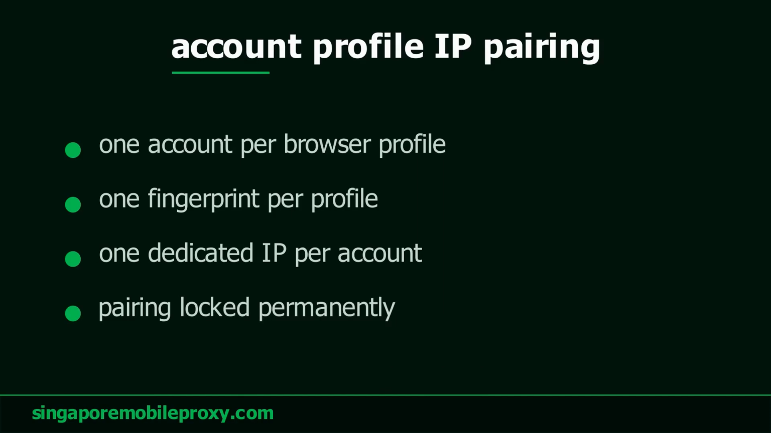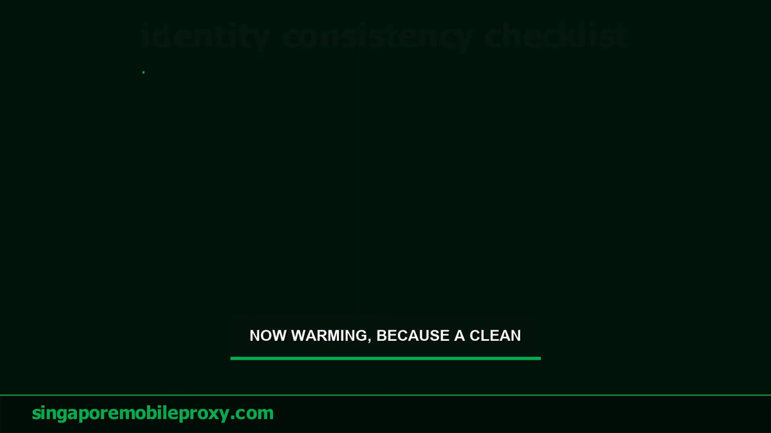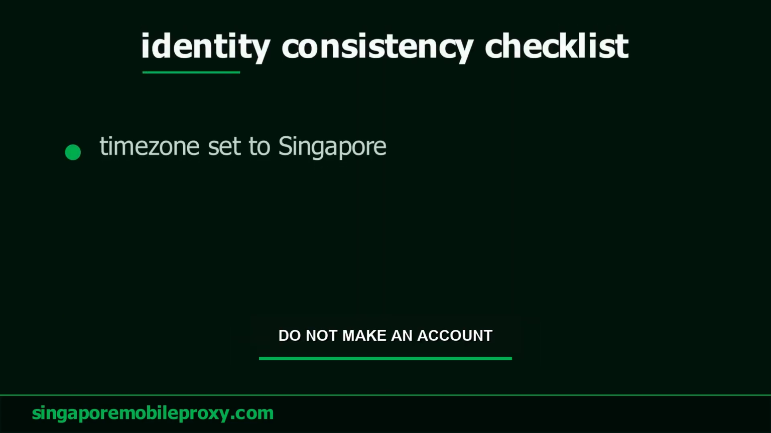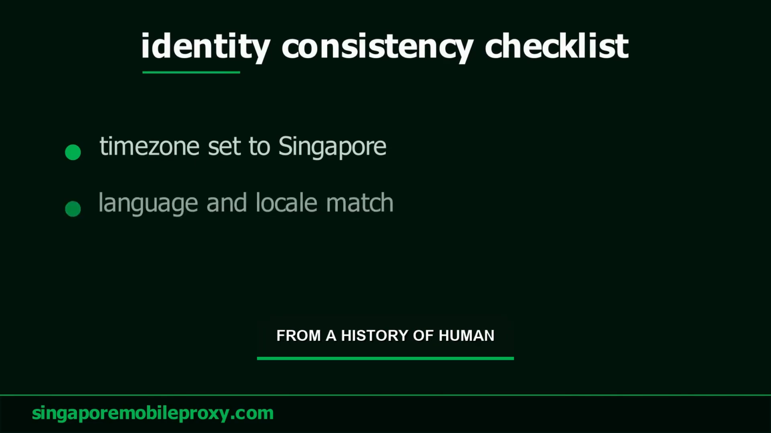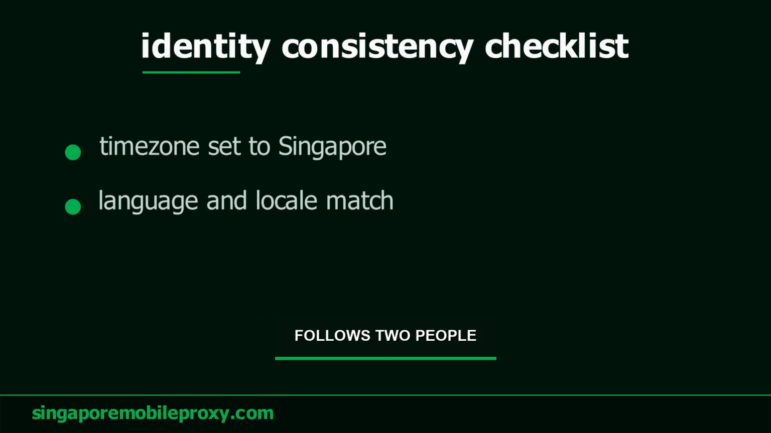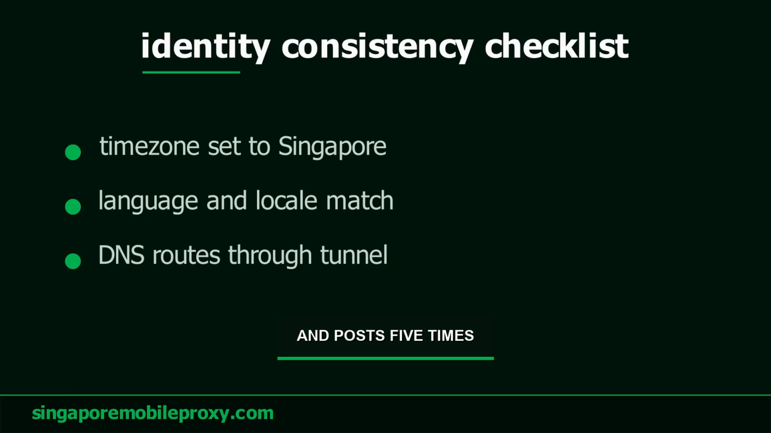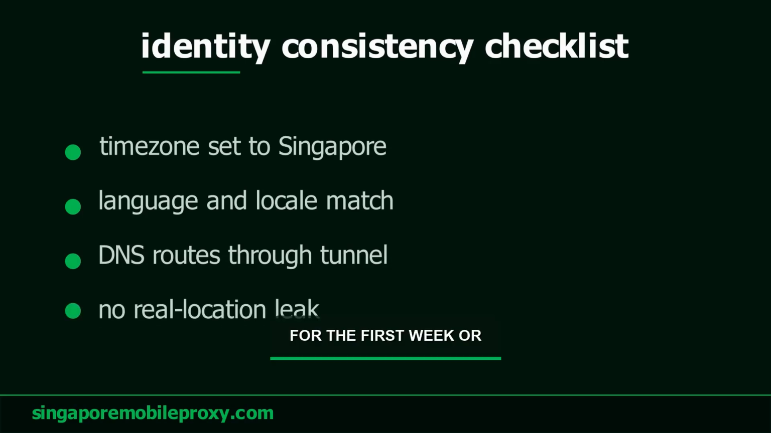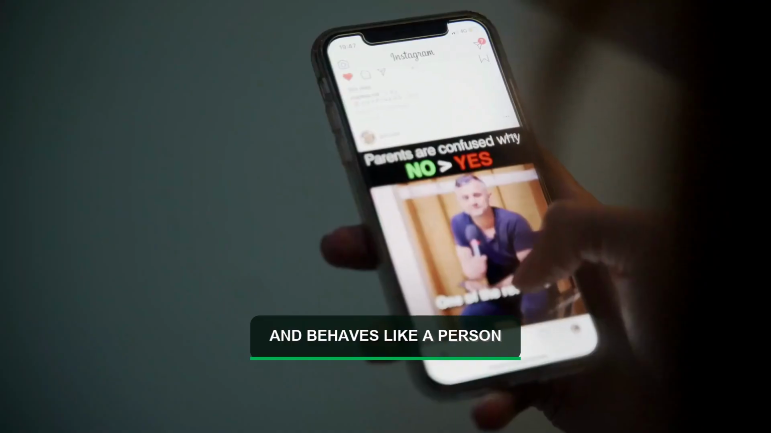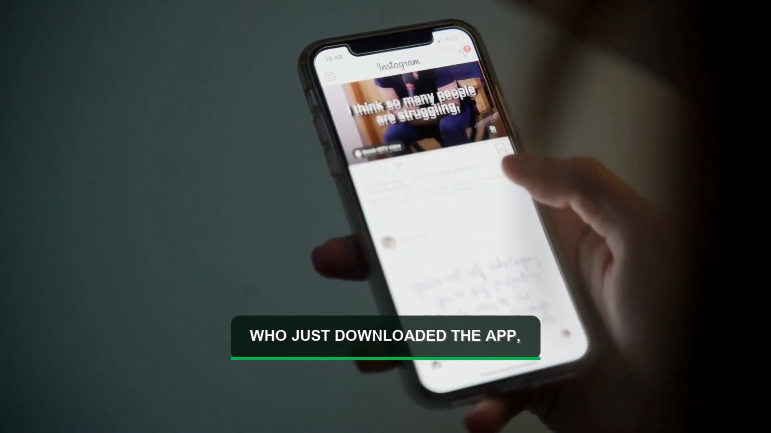Instagram checks for that. Now warming, because a clean IP and a clean fingerprint do not make an account trusted. Trust is built from a history of human-looking activity. A brand new account that immediately follows 200 people and posts 5 times looks like exactly what it is. So warm it instead. For the first week or two, the account scrolls, watches, likes a few things, and behaves like a person who just downloaded the app.